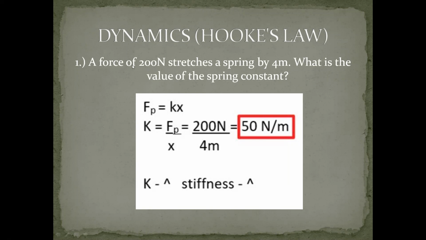That's why you need a total of 200 newtons of force to stretch that spring by 4 meters. So ayun yung logic behind that. So let's say I have spring A and spring B. Spring A has a spring constant of 50 newtons per meter. And spring B has a spring constant of 300 newtons per meter.